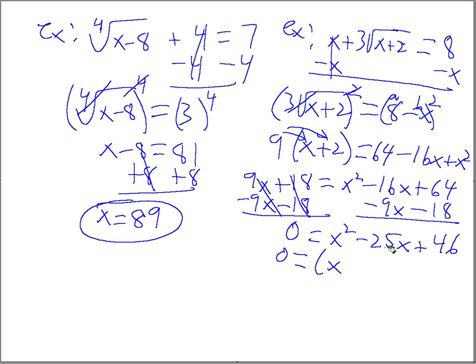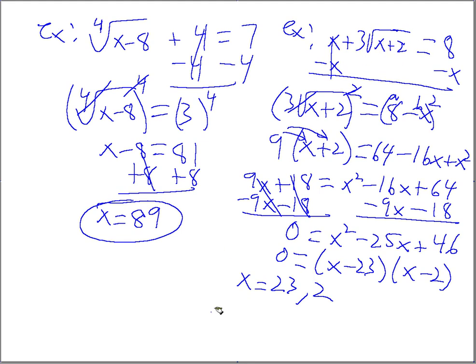So let's factor that. What two numbers multiply to 46 and add up to negative 25? That's negative 23 and negative 2. So x minus 23, and x minus 2, because that will multiply to positive 46 and add up to negative 25. If I set these factors to 0, I get x equal to 2 answers here: positive 23 and positive 2.